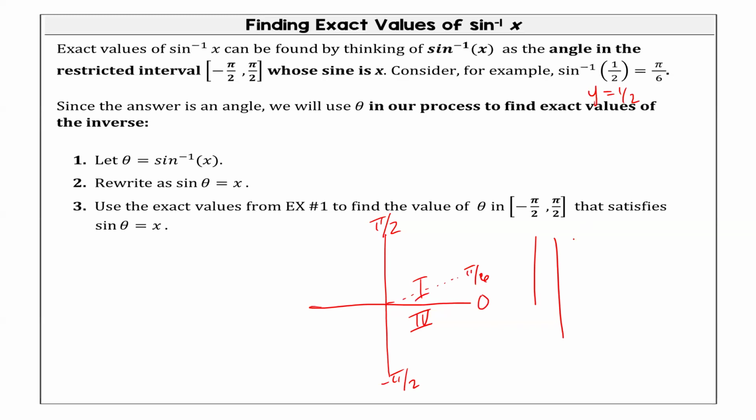All right, so that's our answer. Theta would have to equal pi over 6, which is 30 degrees. Agreed? Is that pretty simple using your unit circle?